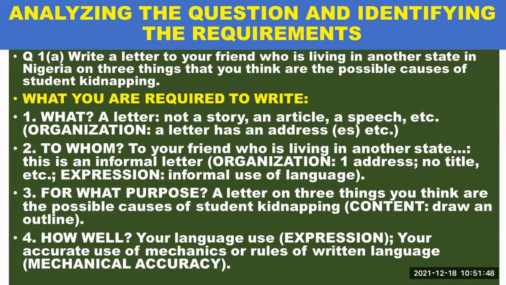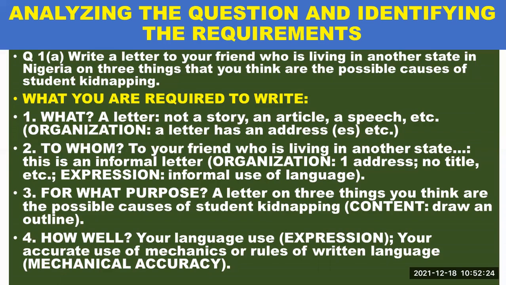Now, of course, then you have already identified that you are writing a letter to your friend, and this shows that you have to use informal language. Your language is going to be conversational, all right? Number 3, for what purpose? Now, this is a letter you are asked to write to your friend, and the purpose is to discuss 3 things you think are the possible causes of student kidnapping.